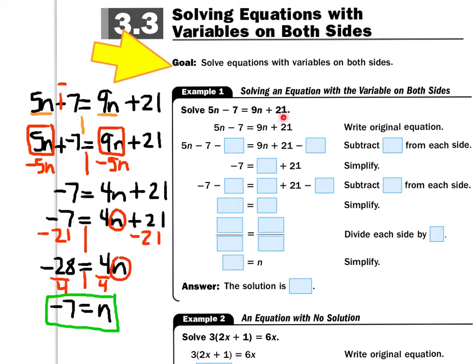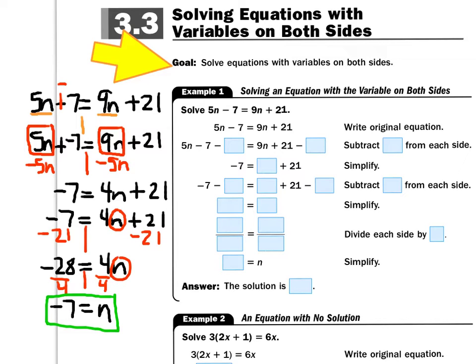I copied the equation exactly like they wrote it. 5n minus 7 equals 9n plus 21. Now, with my red pen, I added a line and changed the sign in front of the 7. But I want you to notice how I used the orange pencil, okay? I put an orange wall down. And the reason I did that is I want you to notice how there's 5n on the left-hand side of the equal sign and 9n on the right-hand side.